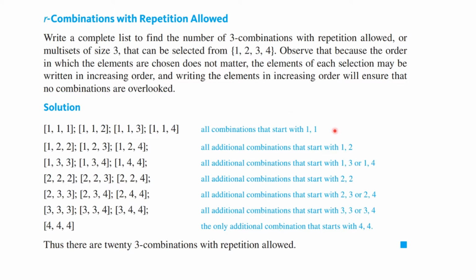So what we'll do is we'll start with all combinations that start with 1, 1. And we conclude that this is the only way that we can end up with that. Then we'll look at all combinations that start with 1, 2, 1, 3, or 1, 4. All additional combinations that start with 2, 2. All additional combinations that start with 2, 3, or 2, 4, 3, 3, 3, 4, and 4, 4. And you see that systematically ensures that we cover all of these, and that means there are 20 combinations with repetition allowed.